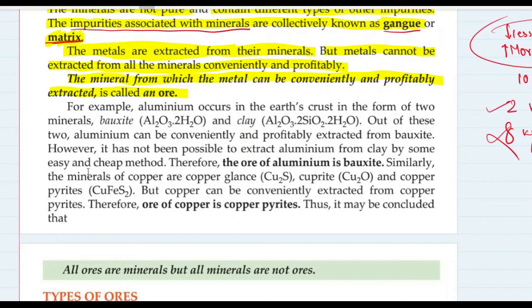However, it has not been possible to extract aluminium from clay by some easy or cheap method. Therefore, the ore of aluminium is bauxite, although clay is still a mineral.